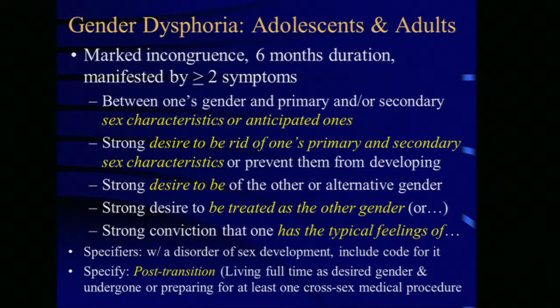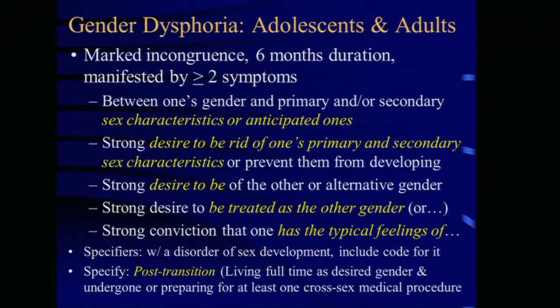So there's a strong desire to be the other or the alternative gender, a strong desire to be treated as the other, and a strong conviction that they have the typical feelings of an alternative gender. Again, if it's associated with some kind of medical issue in sexual development, you code it. You also specify if it's during the post-transitional period, if they are living full-time as the desired gender and are undergoing or preparing for at least one cross-sex medical procedure.